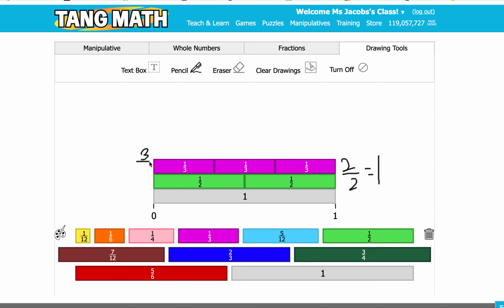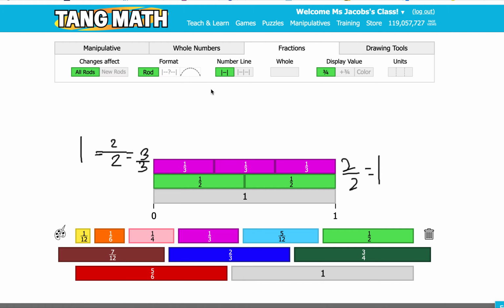It's equal to 3 halves, which we see is the same distance as 2 halves, which is the same distance as 1. So when we take that whole and split it up into equal parts, that's what a fraction is. We can split it up into 3 equal parts, and each part is 1 of 3, 1/3. If we split it up into 2 equal parts, each part is 1 of 2, 1/2.